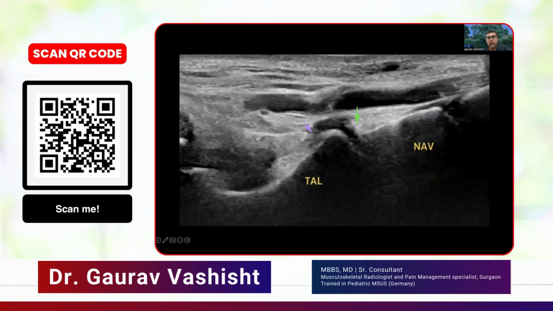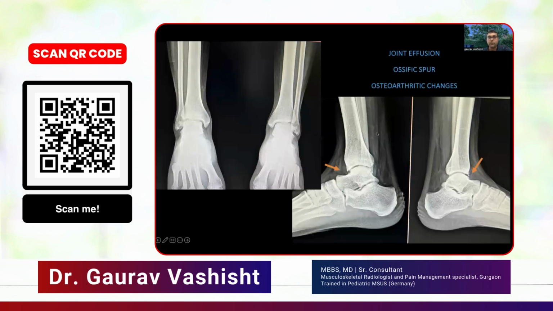Okay, as I go ahead and look at the talonavicular joint, I see mild fluid in the talonavicular joint, and he had these x-rays done before he came for the sonography, and I could see that there is effusion in the tibiotalar joint on both the sides, along with intra-articular loose bodies or the osseous bodies and the small ossific spurs which were identified on the ultrasound.